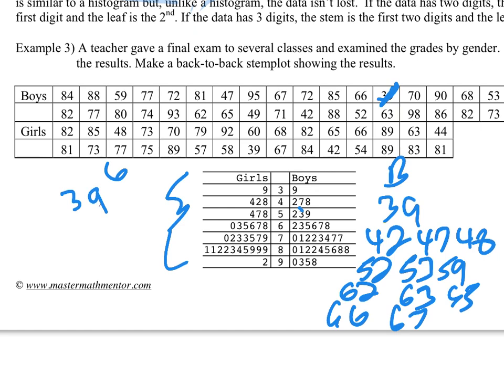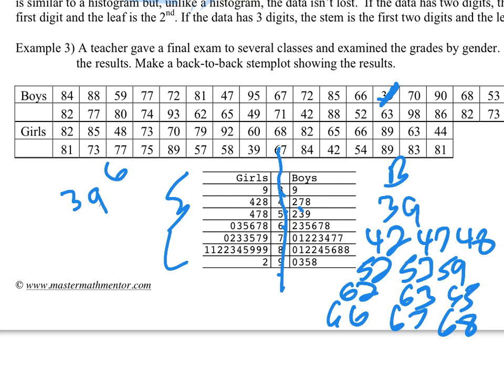67, 68. So if we didn't already have the picture and you were supposed to create the picture, you'd have to sort the data in order, because you have to have them in order to know where they would go. And then you've got to decide how you're going to count your stems. Well, I'm going to count my tens place to be the stem. So I do a 3, 4, 5, and you find out your min was a 39.